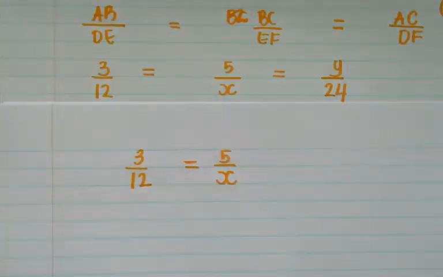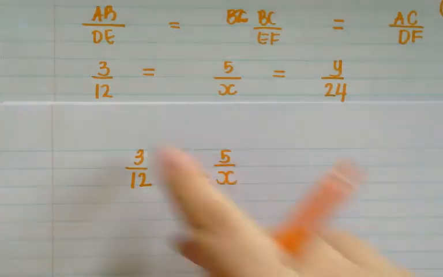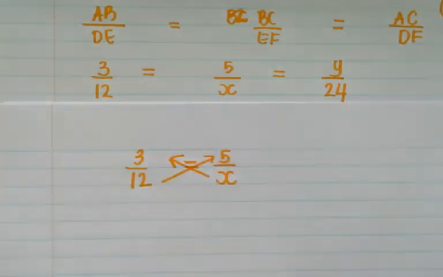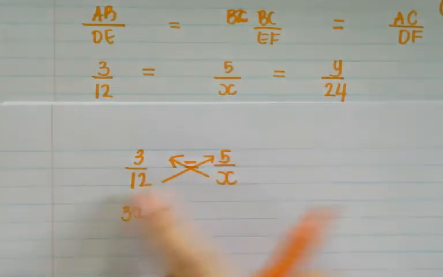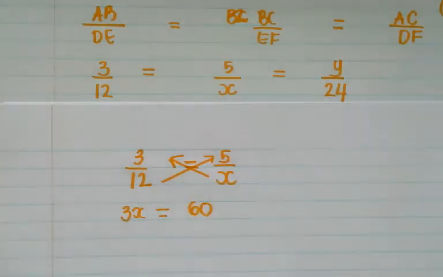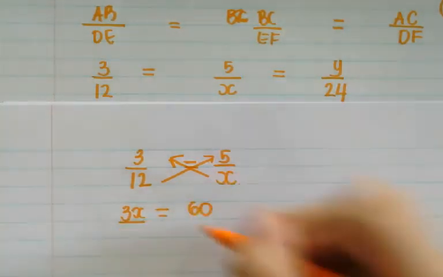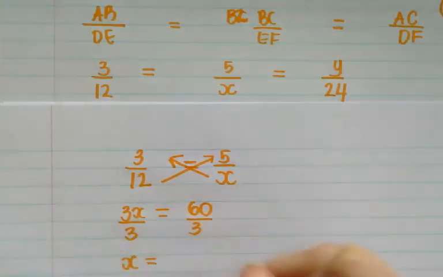So now we do something called cross multiply. I multiply the bottom with the top and the bottom with the top. So 3 times x is 3x, and 12 times 5 is equal to? How am I going to get x by itself? By dividing. There we go. So the true value is 20.